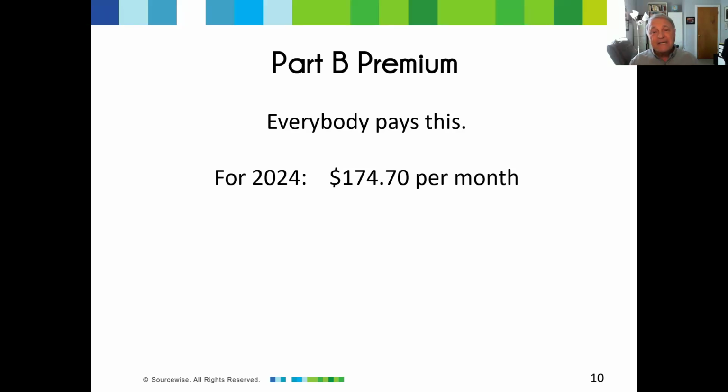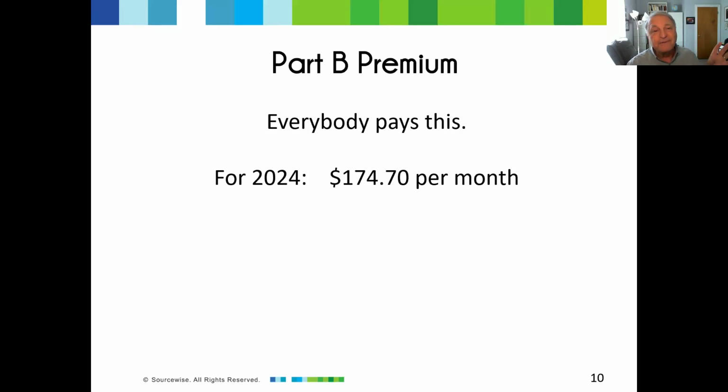Now, Part B also has a premium. Everybody pays this, and it changes every year. This year, the amount is $174.70 a month. If you're taking Social Security, Medicare will deduct it from your Social Security benefit. I urge you, if you're collecting Social Security, to have it done that way. Otherwise, you can set up a payment plan. They will bill you, but the best way to do it in that case is to have it taken from your checking account as an automatic deduction.